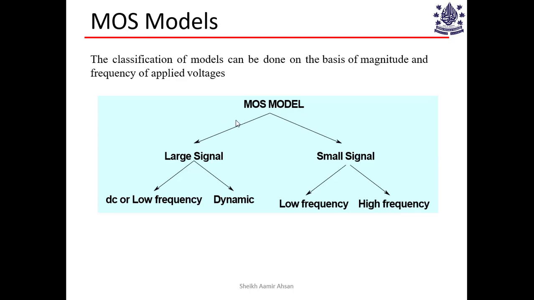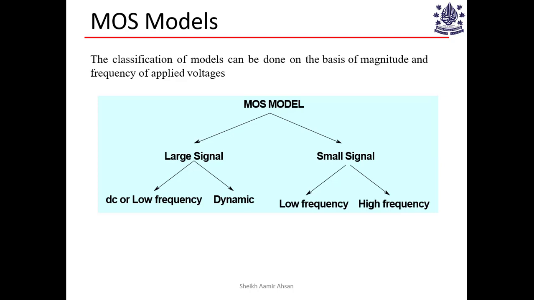So we can classify these models, MOS models, into two categories. One is your small signal model, and the other one is your large signal model. So what do we mean by small signal? It is the model that is developed around a particular bias condition. So let's say we have biased our MOSFET in some condition where we have a fixed VGS and VDS, and if any small perturbation, any small additional voltage, is applied at that bias point, the model developed around that is the small signal model.